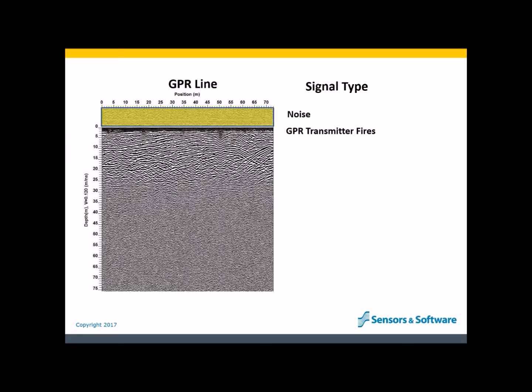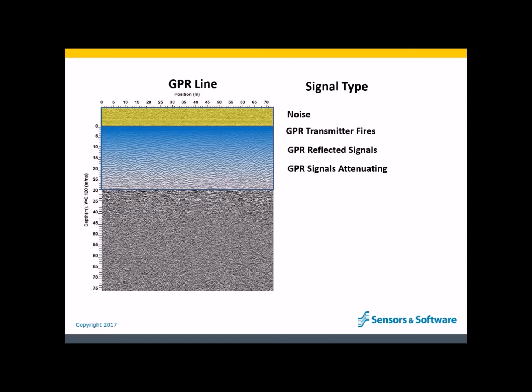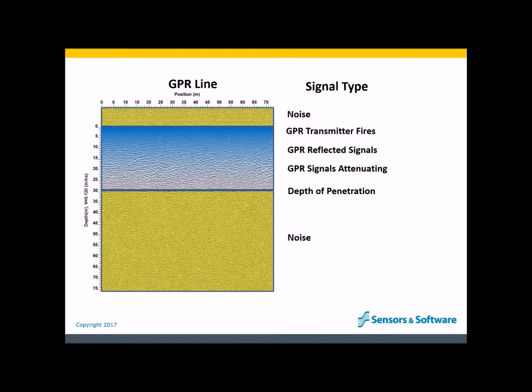Then the receiver starts to record the GPR reflections coming back from the subsurface. These signals get weaker and weaker as they are attenuated by the subsurface materials. Finally, the GPR signals are so weak they have the same amplitude as the RF noise, and we cannot differentiate them from the noise anymore. That is the depth of penetration. Then the GPR receiver records the RF noise until the end of the GPR recording window. But if your GPR depth setting is too short, you may not even see the background RF noise.